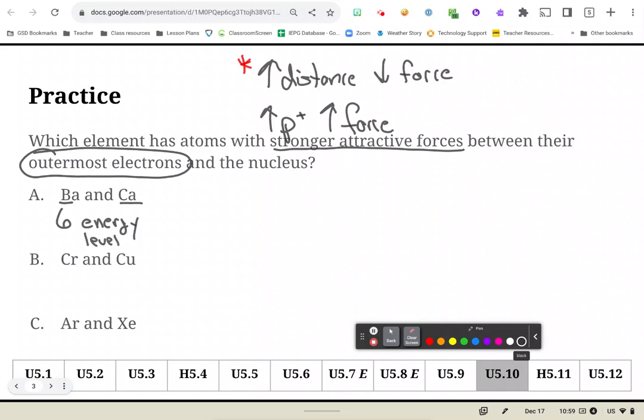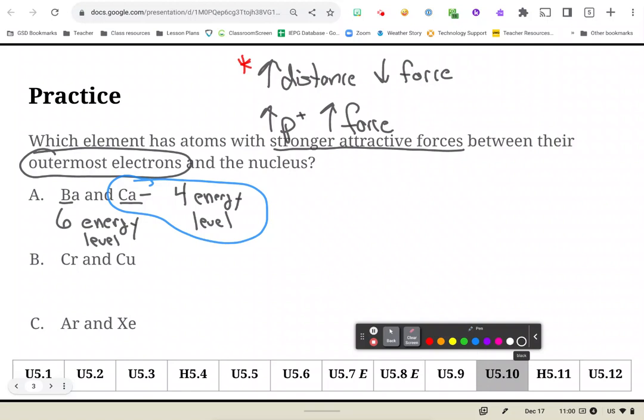All right, we do the same thing for calcium. Calcium has 4 occupied energy levels, which means that's all we need. So we're going to look at this top one: as you increase the distance, the force decreases. We're looking for the stronger attractive force. The stronger attractive force is going to exist between the nucleus and the electrons that are only in the 4th energy level, because that's closer than the 6th.